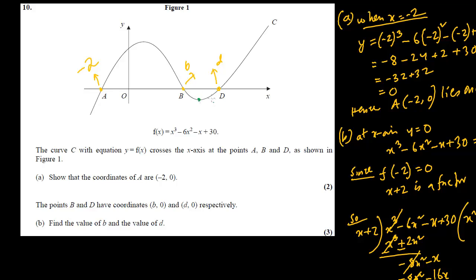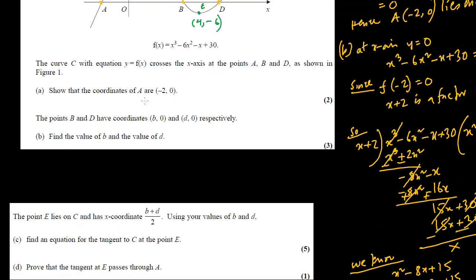E is somewhere around here. So this is E, and the x coordinate is 4 and the y coordinate is minus 6. Obviously it makes sense because it's below the x-axis. So 4, minus 6.